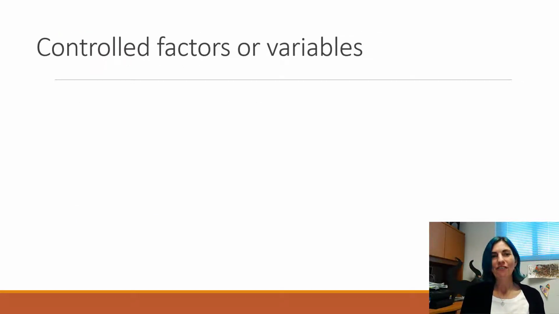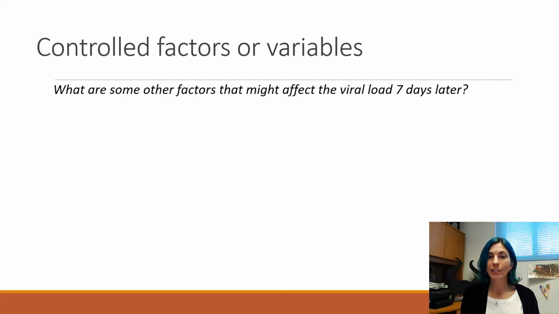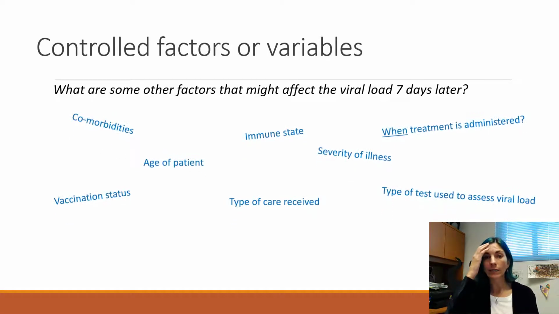So speaking of things that can affect the outcome, we need to also always be cognizant of other types of factors or variables that can affect the results. And you want to eliminate or normalize or control for these factors as much as possible. So let me ask you this. Are there other things besides ivermectin that might affect the viral load of a person 7 days later? And I'm thinking, yeah, there's a whole lot, right? This is not even an exhaustive list, but I have here a whole bunch of things I could think of.